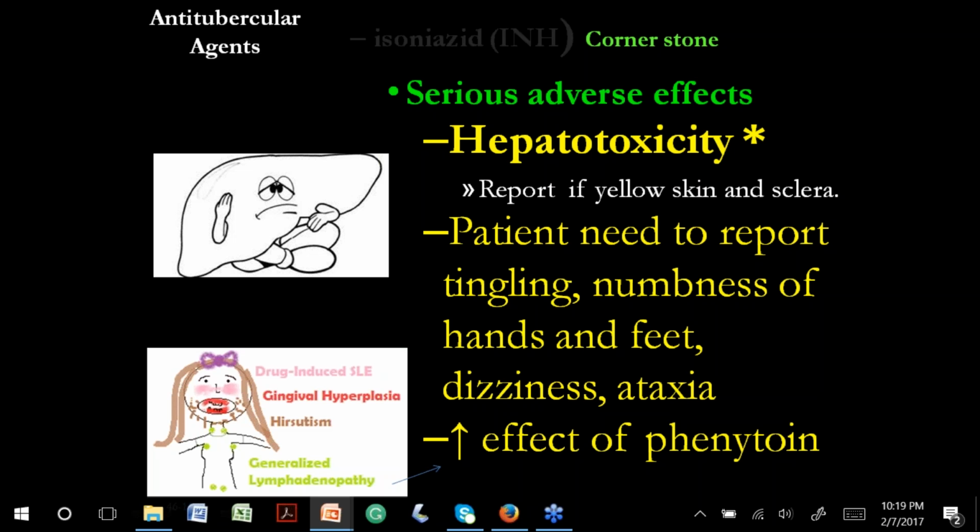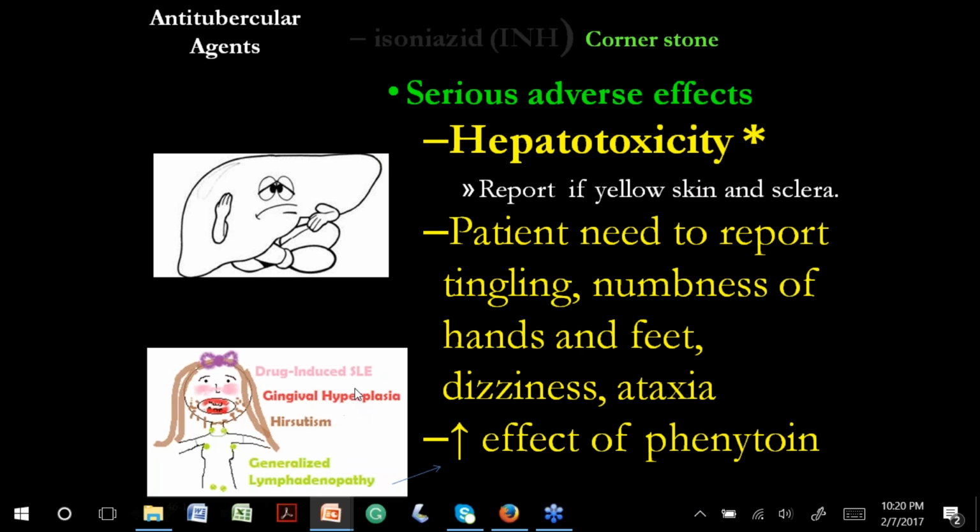Paresthesias are actually the same as numbness. And we have another one. It is a little bit too early to talk about that, but phenytoin is an anticonvulsant, and it's always typically a question for the NCLEX. Isoniazid is going to increase the effect of the phenytoin. So here we have the side effects of this increased effect of phenytoin.